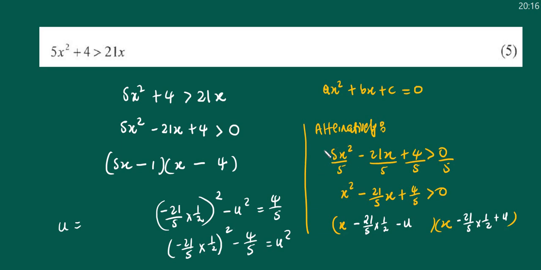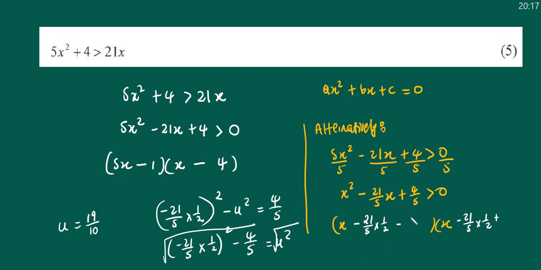If it doesn't have a coefficient, it's going to be quite much easier and faster. So what you then do is put this in your calculator and find the root, to get your u. That should give you u as 19 over 10. Then you can put that 19 over 10 here in place of u.